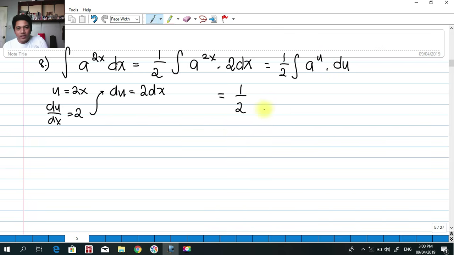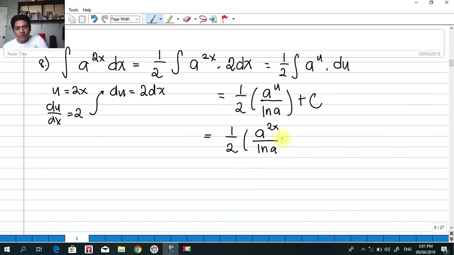So again, the integral of that should be what? a raised to u over ln of a plus c. So if we simplify that, that is 1/2 times a^u, which is 2x, over ln of a plus c. So this is our answer.